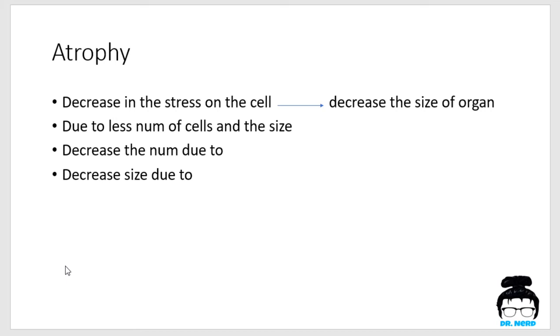Also, the decrease in the size of cells will occur due to ubiquitin-protease degradation. This degradation by ubiquitin and protease will tag the intermediate filaments and cytoskeleton, which will get destroyed, and then the size of the cell will shrink. The cell will shrink.